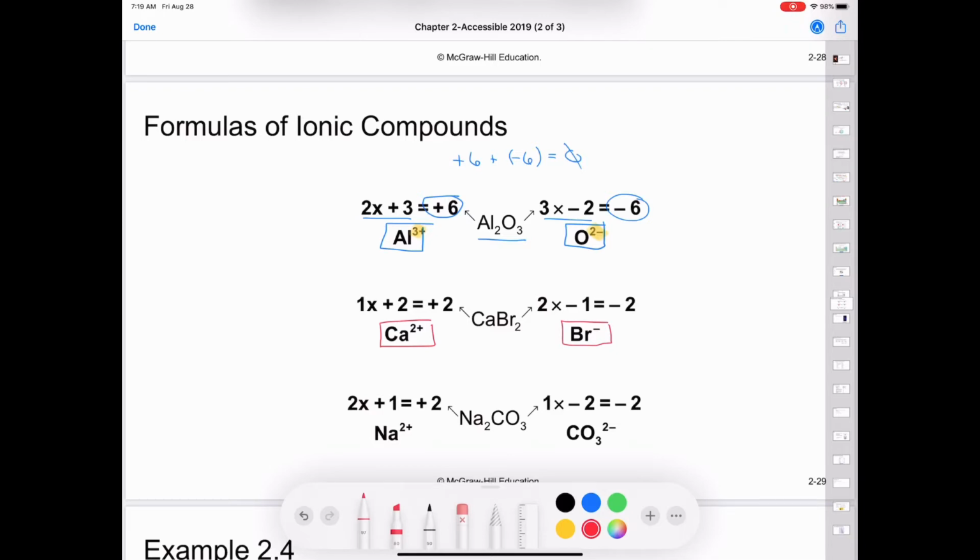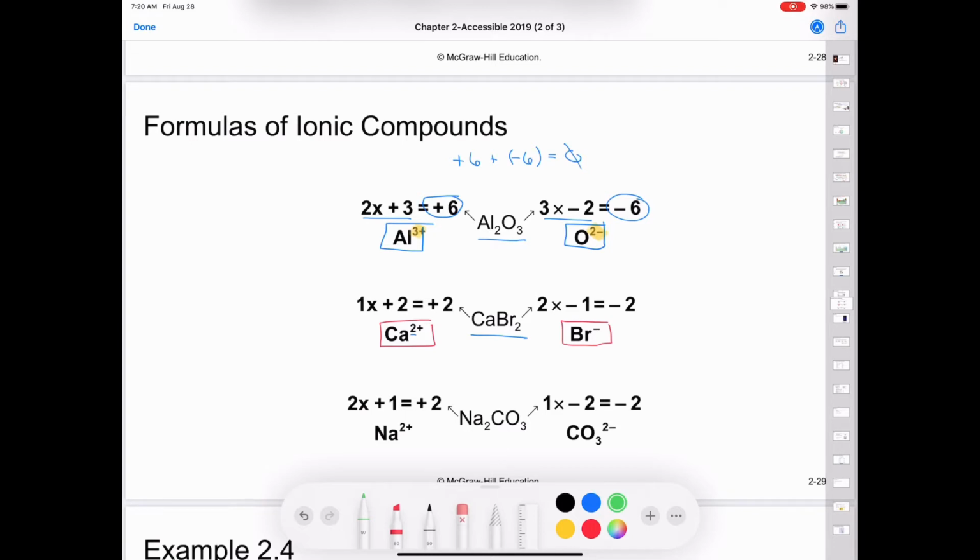So again, you can try to swap the quantity of charge. So we have a plus 2, and then we have a minus 1. The number 1 isn't written as a superscript, but we assume that. And so we would put a 1 next to our calcium and a 2 next to our bromine to make CaBr2.